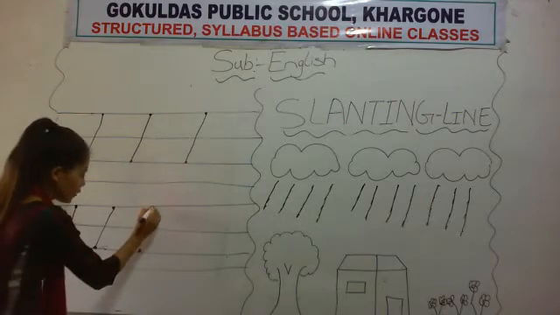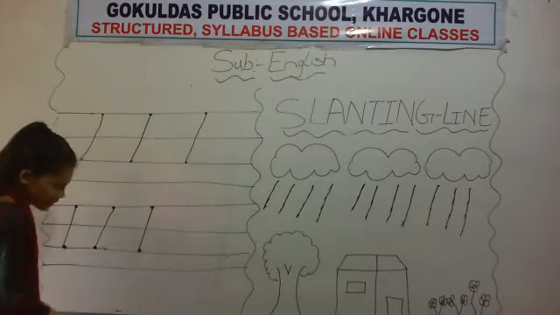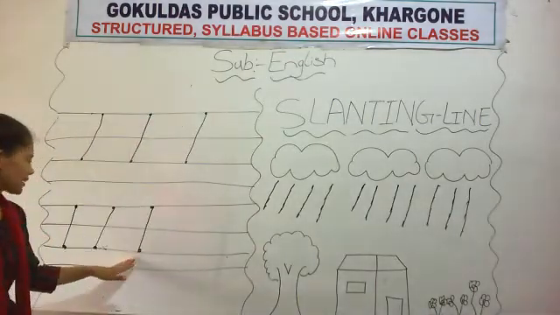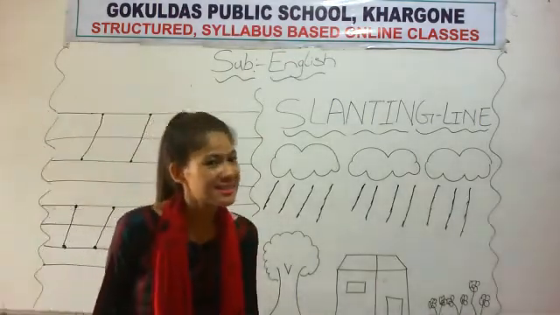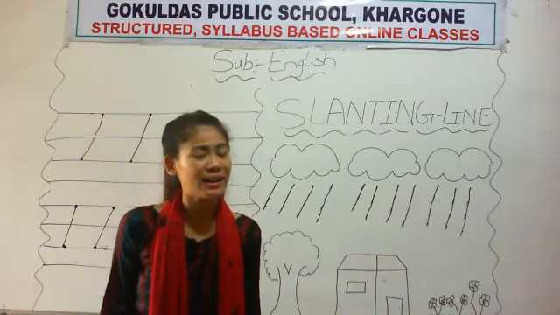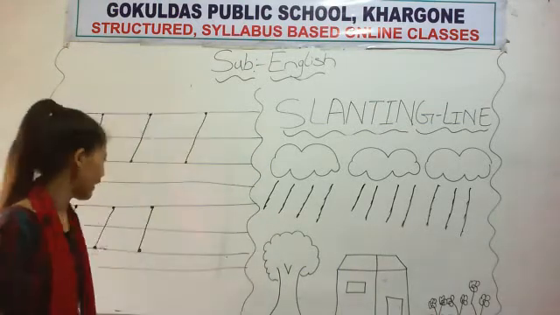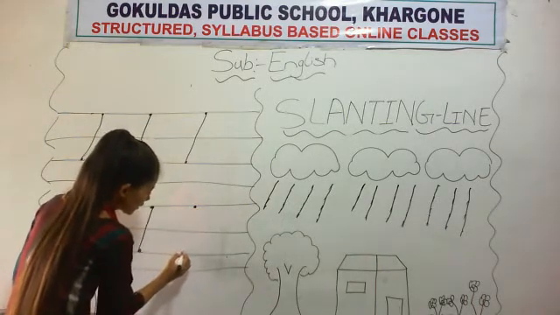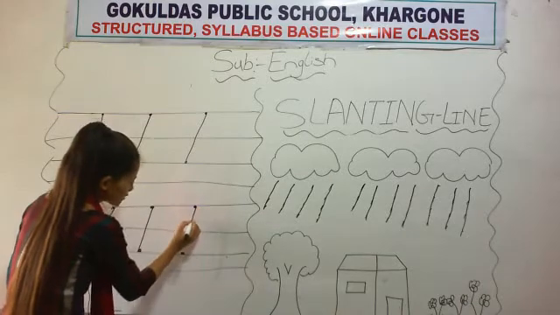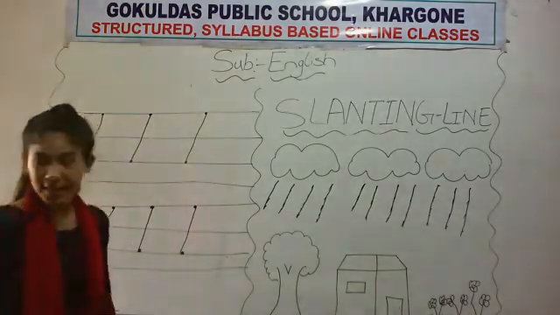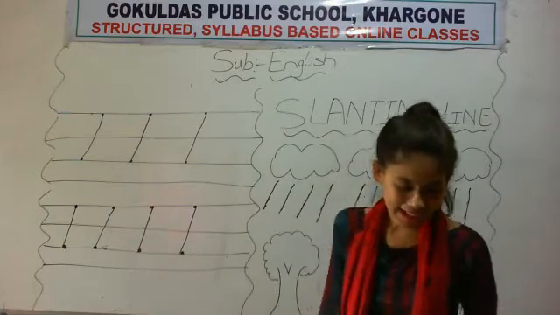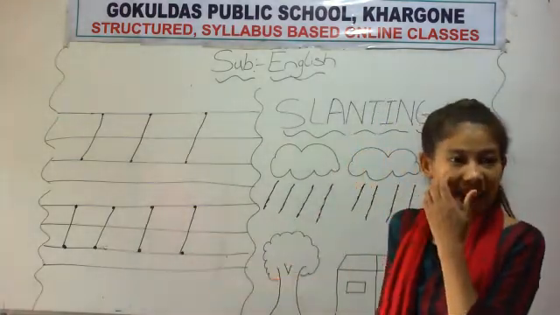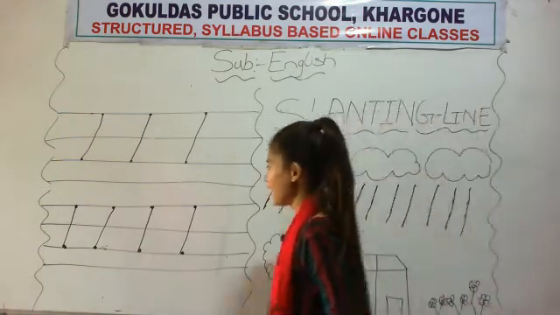See, which line is this? This is slanting line. We are learning about slanting line. Okay. Now see, make a dot. Make a dot. Make a slanting line. Which line is this? This is slanting line.